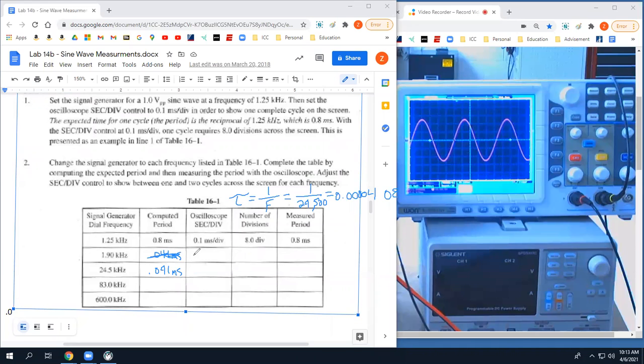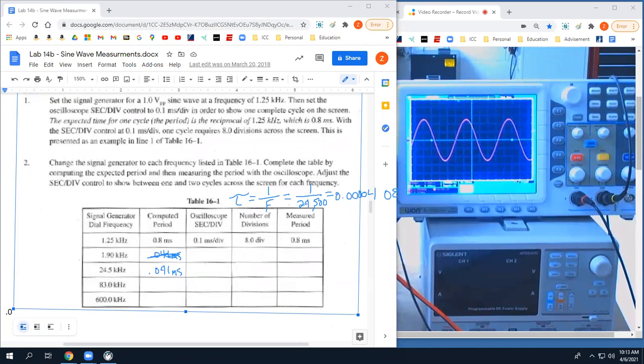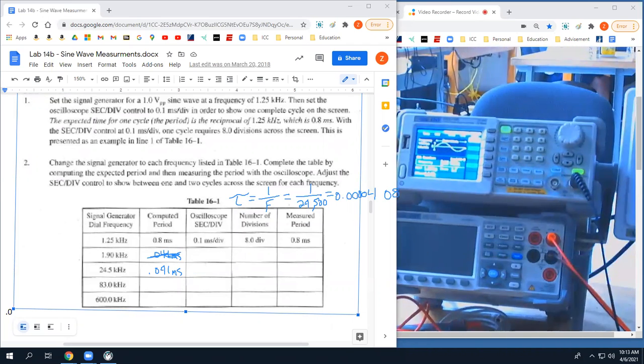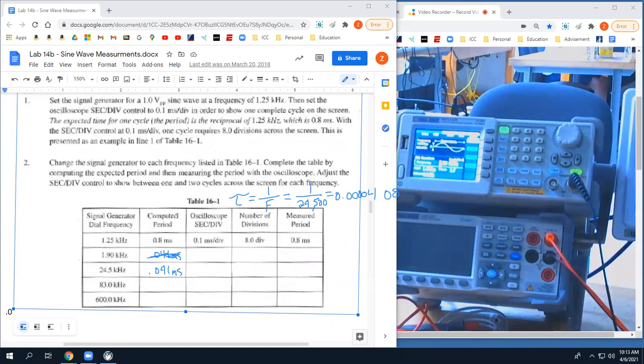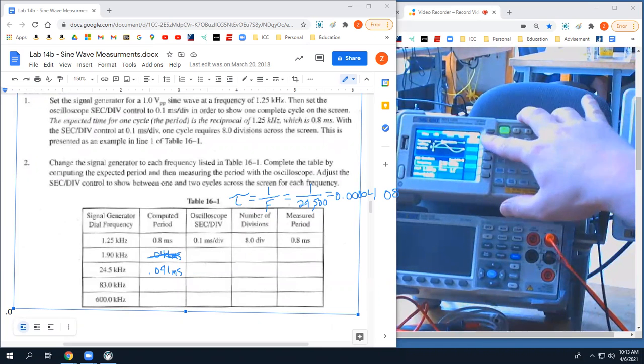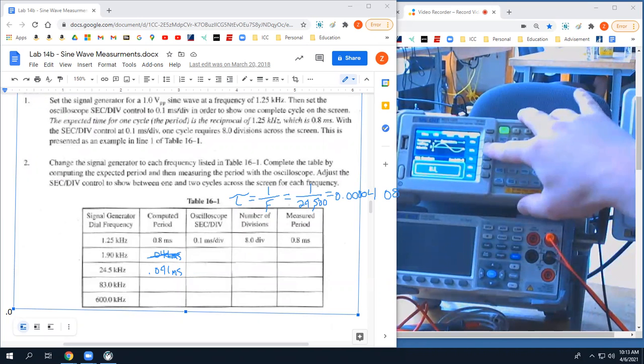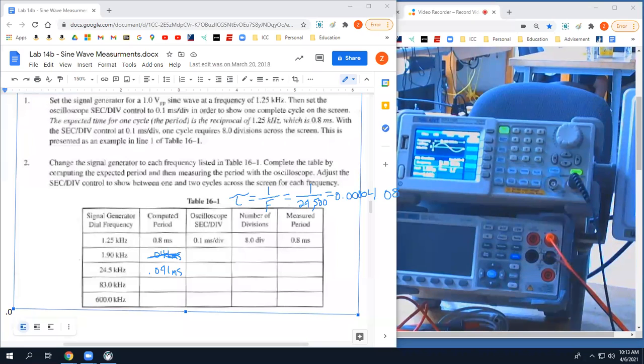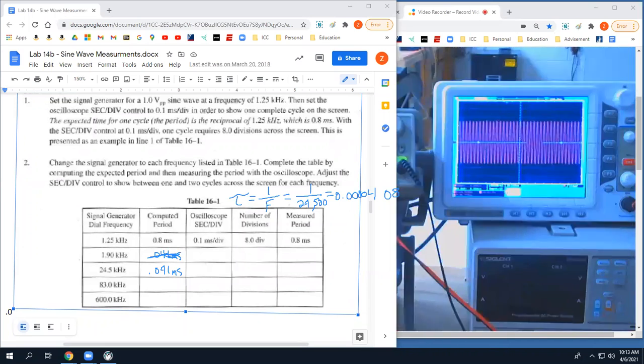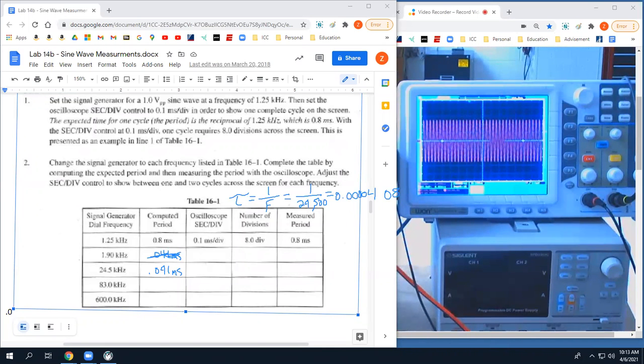Okay, so now we need to output on the function generator. .24 kilohertz. So I'm still on frequency. I'm gonna go 24.5 kilohertz. And now look at my sine wave.